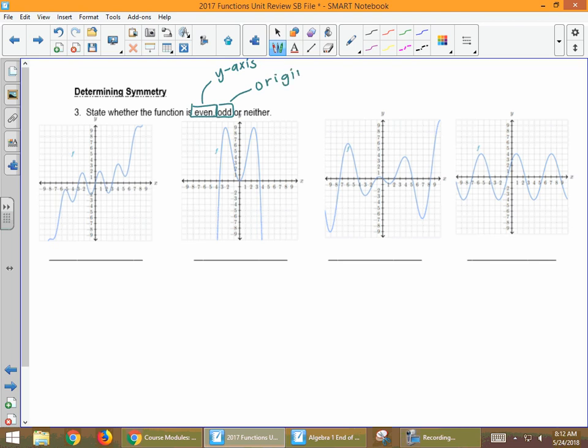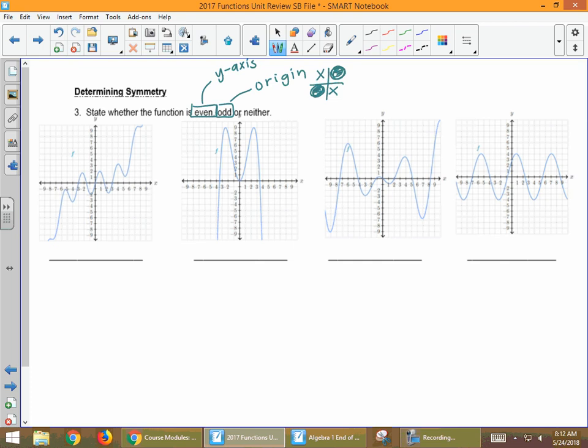So what you're looking for with symmetry about the origin is the quadrants. You're looking for quadrant 1 to match quadrant 3, or quadrant 2 to match quadrant 4. And neither is going to. Okay, so let's start looking at these.